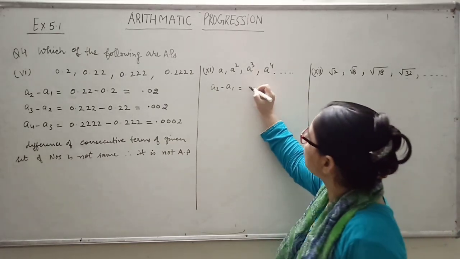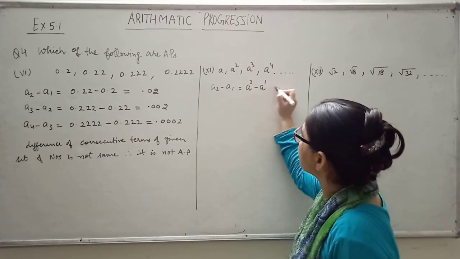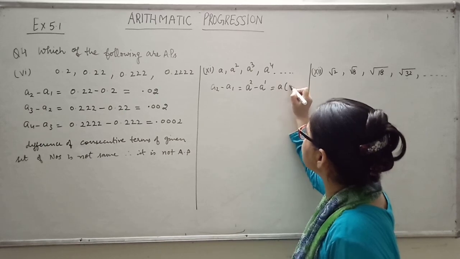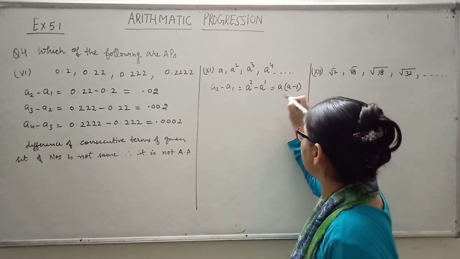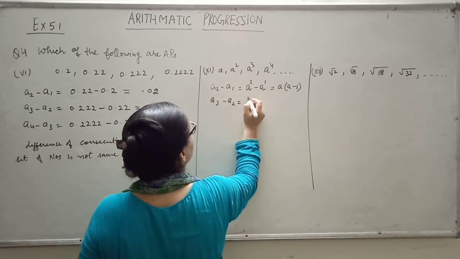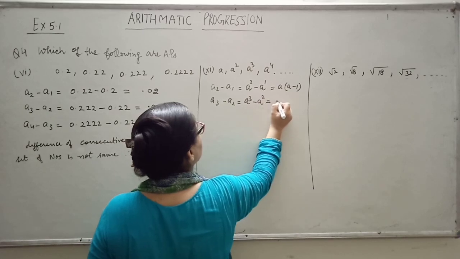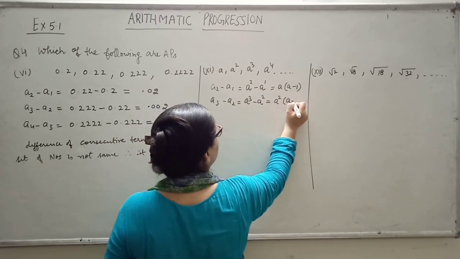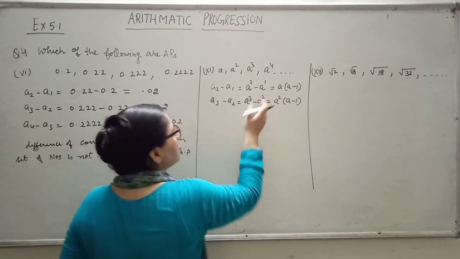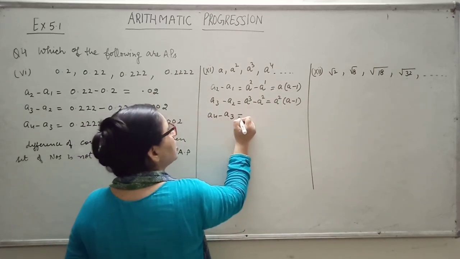This is A2, A square minus A raised to power 1. So what is common here? A is common. What's left? A minus 1. Okay. Now A3 minus A2. What is here? A cube. A3 is A cube minus A square. What is common? A square is common. A minus 1. So you can see here, from here only it is clear both of these are not equal.